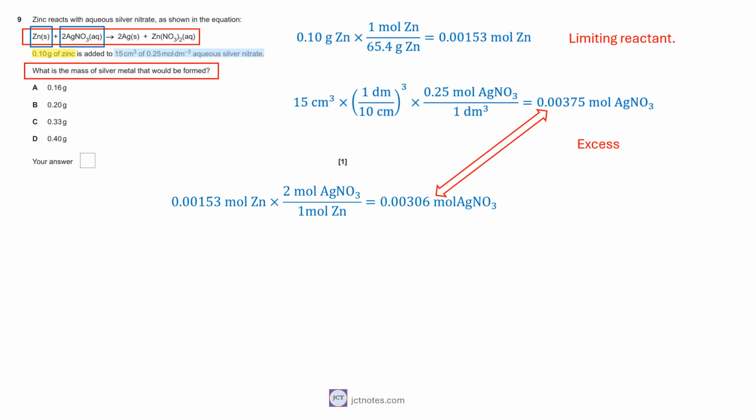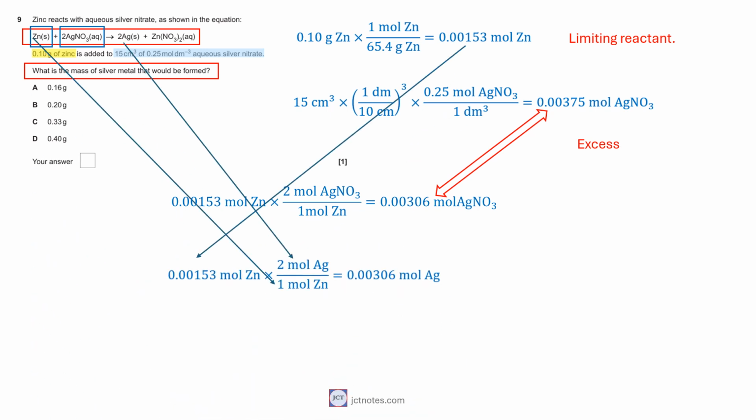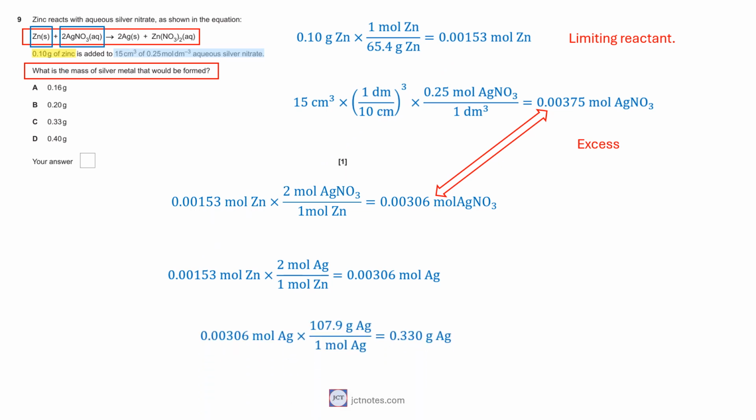From the stoichiometry of the reaction, we have that 1 mole of zinc produces 2 moles of silver, therefore, 0.00153 mole of zinc produces 0.00306 mole of silver. Using the atomic mass of silver as 107.9 grams per mole, we get 0.330 grams of silver. The answer is C.